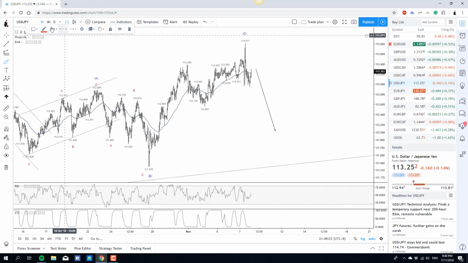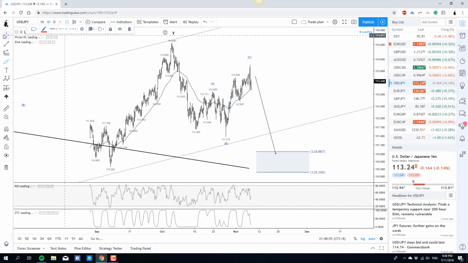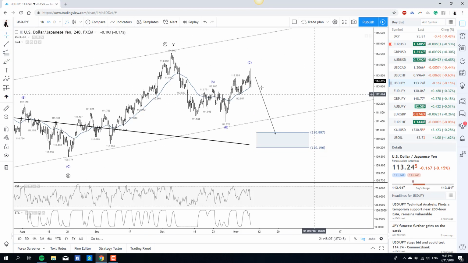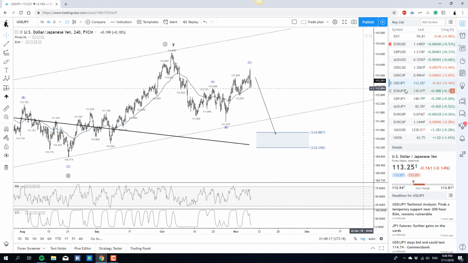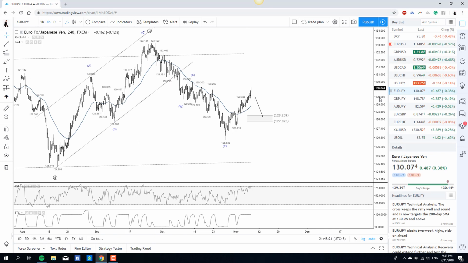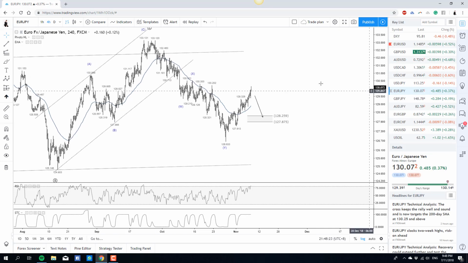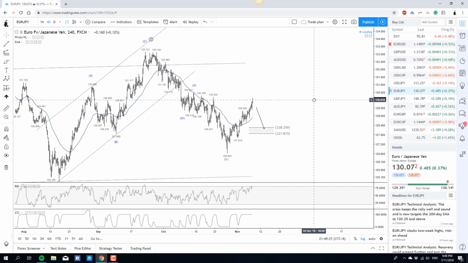Right, dollar yen on the 4 hour time frame, the analysis still maintains. This is a potential ABC expanding flat. We expect one more move to the downside towards 110.88, 110.19. On the lower time frame, we look for that entry to short it. Most of the yen pairs are downside for this week.